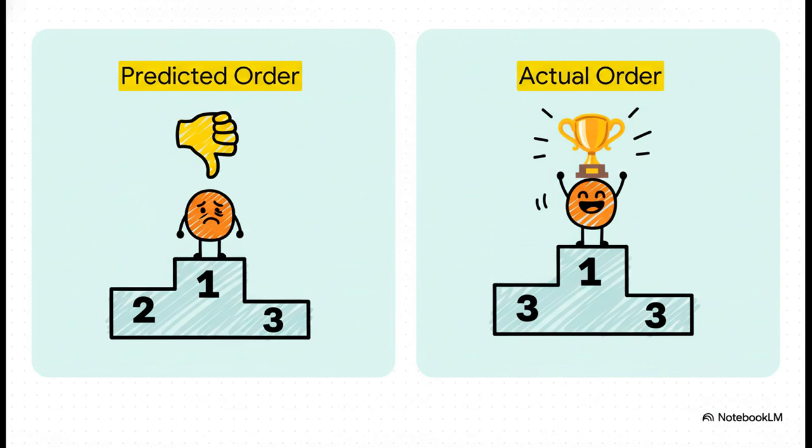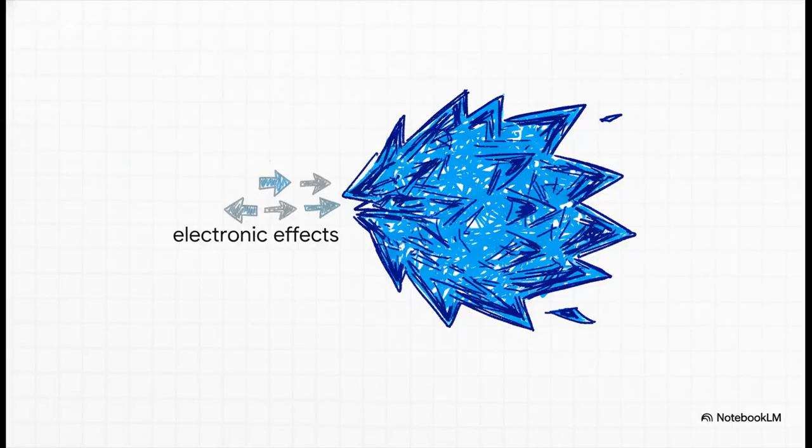On the left, that's our prediction, with the ortho isomers sitting there in dead last. But the actual experimentally measured order on the right shows the complete opposite. The ortho isomer isn't the weakest, it is the strongest of them all. Stronger even than regular benzoic acid. So what on earth is going on here? How can our reliable rules get it so spectacularly wrong?